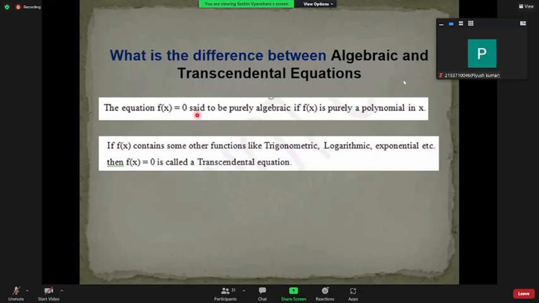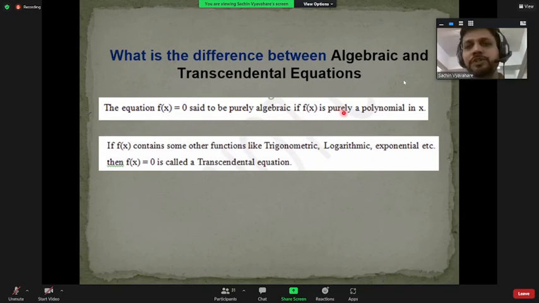So the first one, algebraic equation, is the equation in which we have the terms of x raised to n only, that is algebraic terms only. But if that function f(x) contains trigonometric, logarithmic, or exponential terms, the equation is known as a transcendental equation.